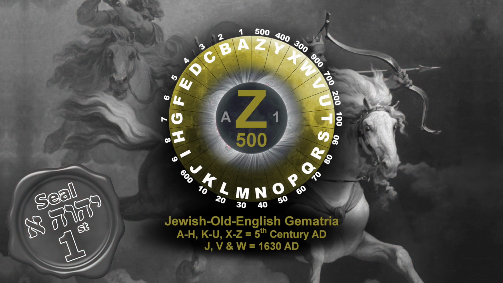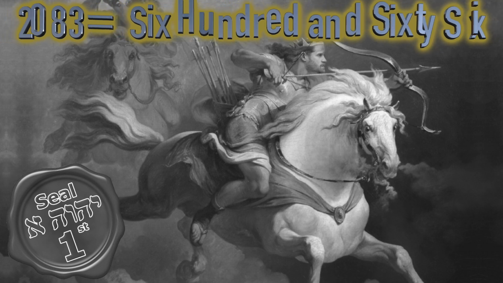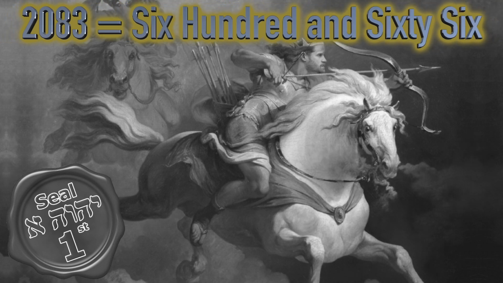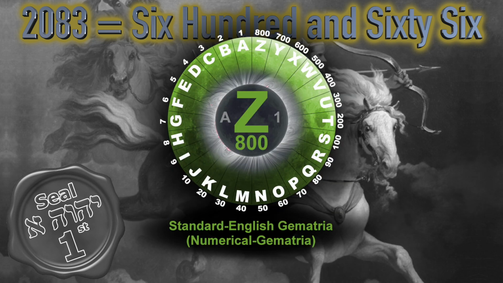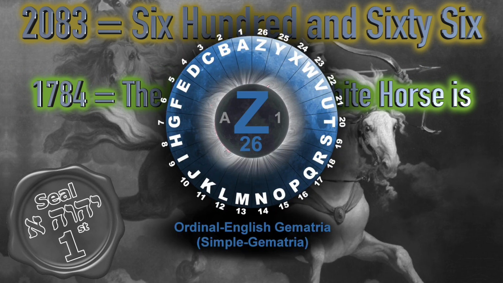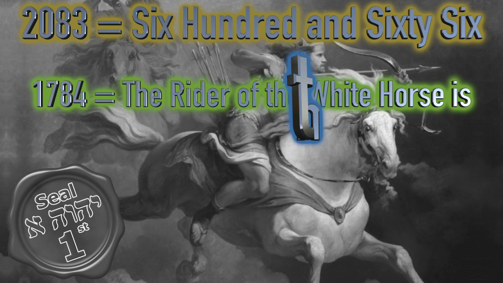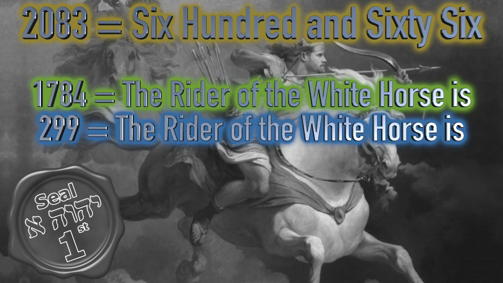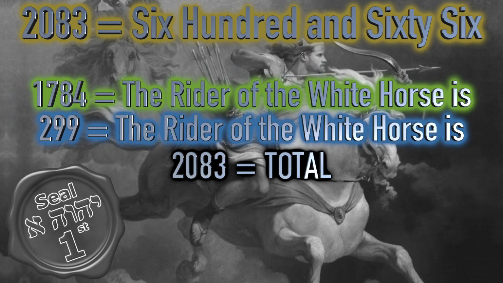Using Jewish Old English Gematria, the words for the number 666 equals 2083. Also equaling 2083 is the following combination. Using Standard English Gematria, the rider of the white horse is equals 1784, and using Ordinal English Gematria, it equals 299. If we add these numbers up together, we get 2083.